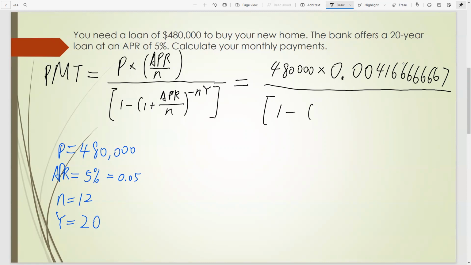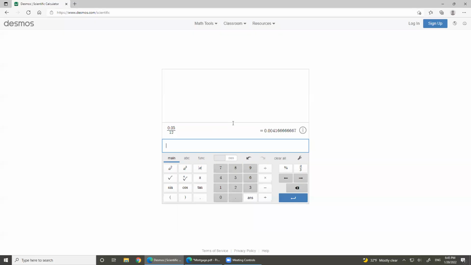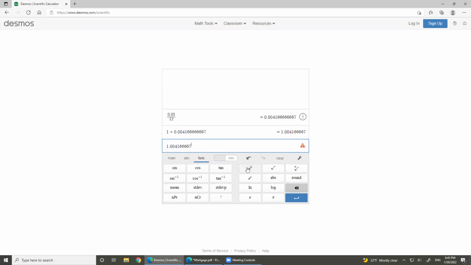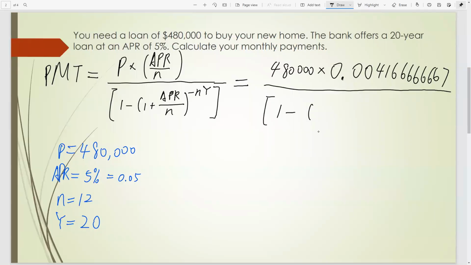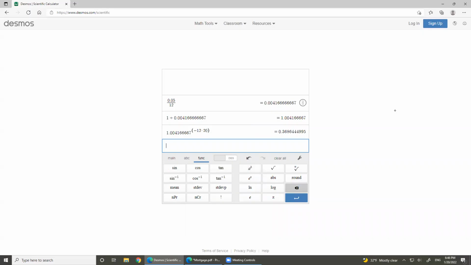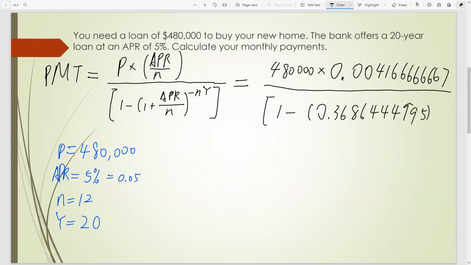The bottom is also a long number. It's 1 plus the APR over N, and since we have APR over N calculated already, that's 1 plus the APR over N, which is 1 point something, raised to the power negative N times Y. N is 12 and Y is 20. Multiplying that, we get about 0.3686, so we get 1 plus APR over N to the negative NY.